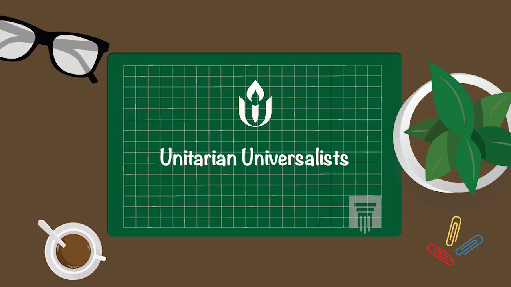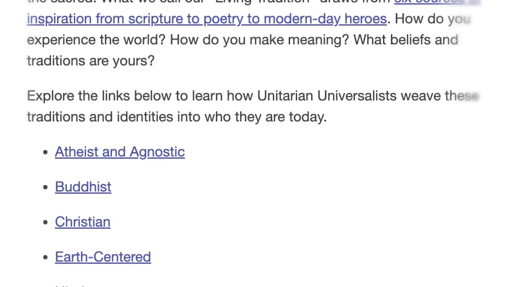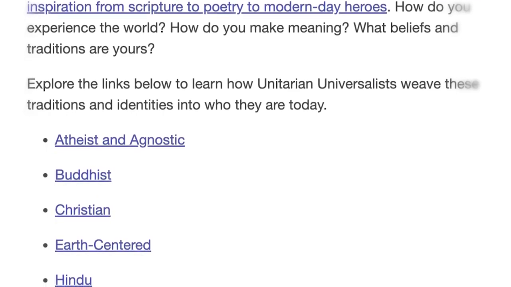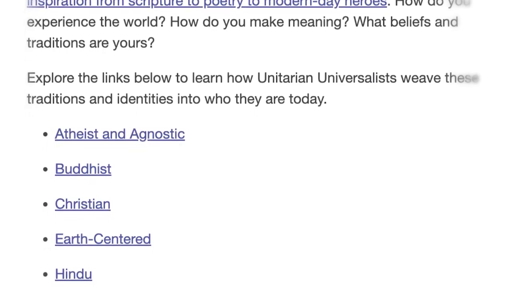An example of this would be the Unitarian Universalists. Now, this liberal religion encompasses many faith traditions and has a few specific theological beliefs. The Unitarian Universalist Association website says, "Explore the links below to learn how Unitarian Universalists weave these traditions and identities into who they are today."